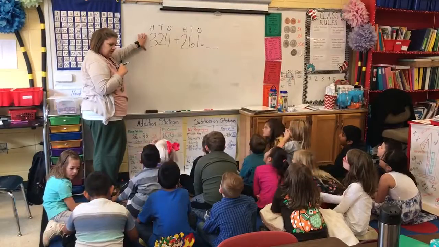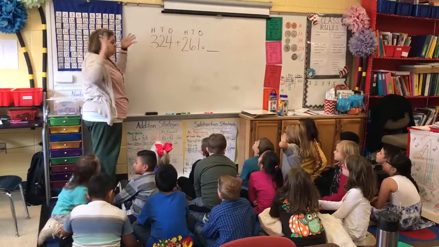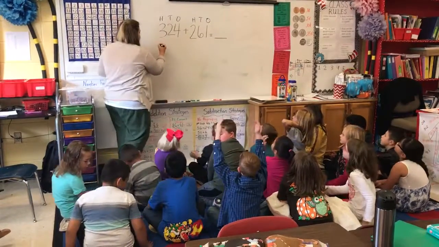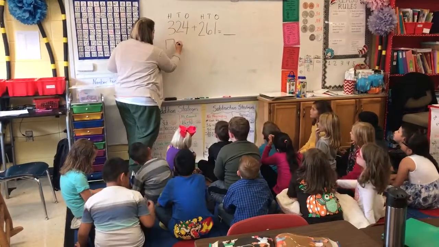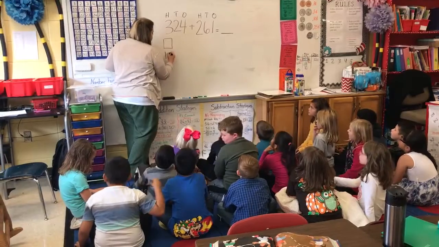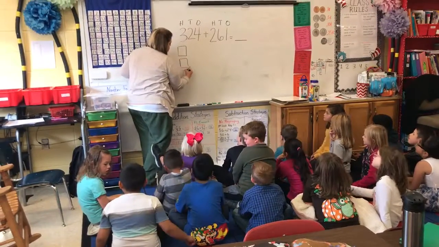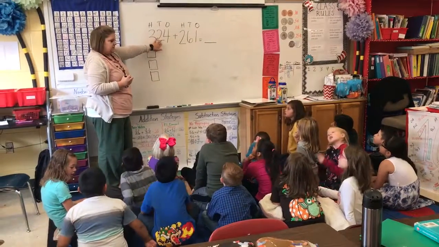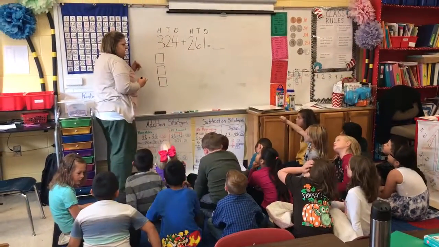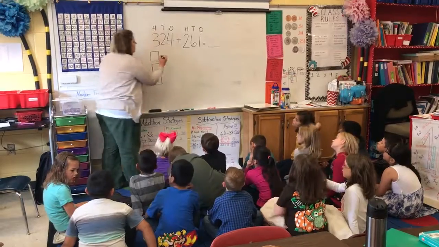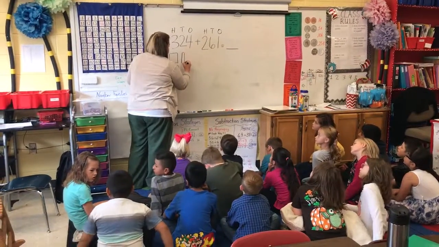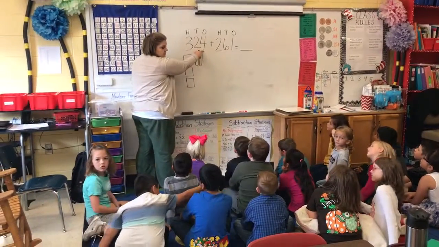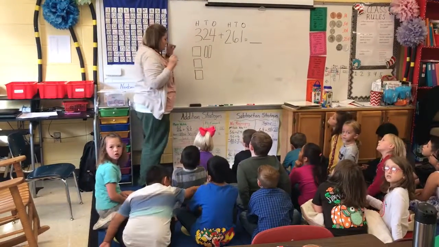How many hundreds do we have? 3. Are our 100 blocks big or are they itty bitty teeny tiny? Big. Okay, good. So we're going to do how many? 300s. What represents our tens? 10 sticks. How many 10 sticks do we need? 2. Good. And? 4 baby ones.